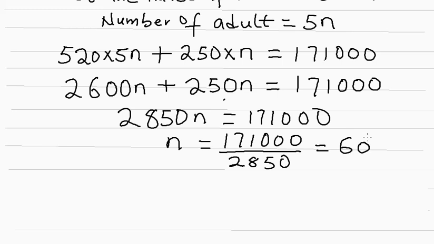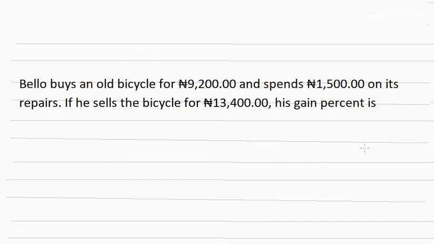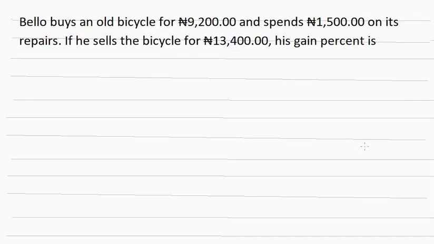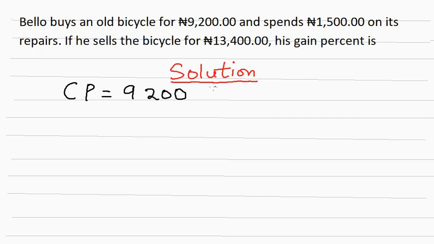All right. So next question. This one goes this way. Bello buys an old bicycle for 9,200. Okay, so let's solve this. Here we are dealing with percentage profit and loss. According to the question, the cost price of Bello is of course 9,200, but that is not all.